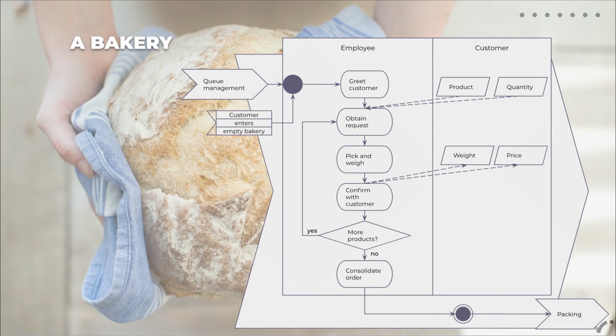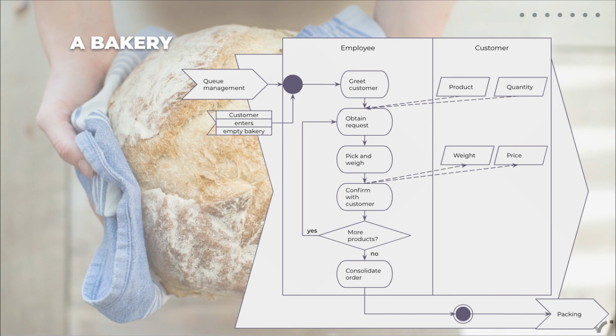Then the employee goes back, weighs the item, confirms with the customer and says, I weighed this much and this is the price, and then checks if the customer needs more products. So this is the diamond. If the customer needs more products, then it gets pushed back into obtain request. If that's not the case, then we'll go into consolidating the order. At this point, we're mapping the picking process. So this is finished, and then the next process will be packing.